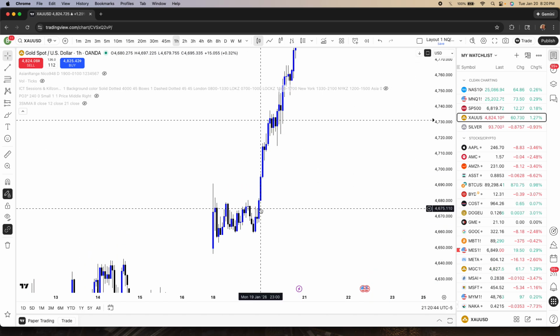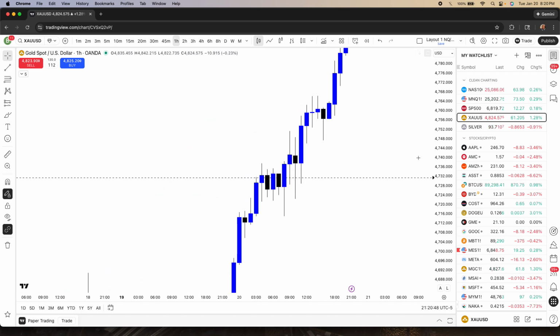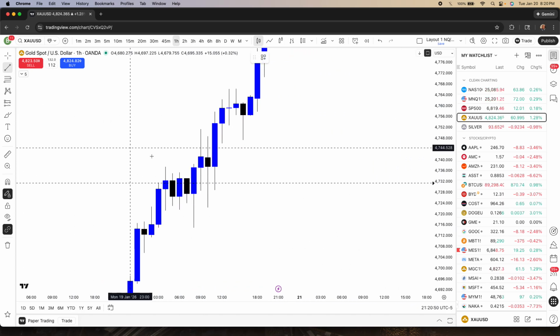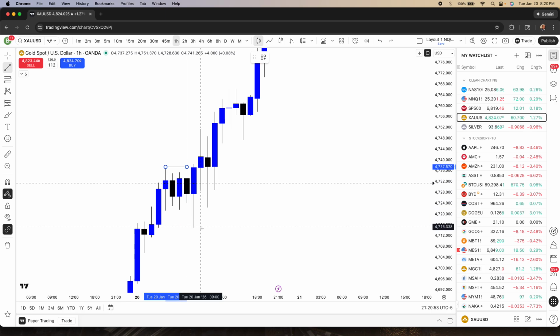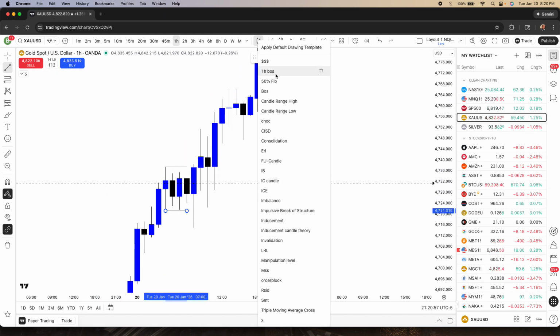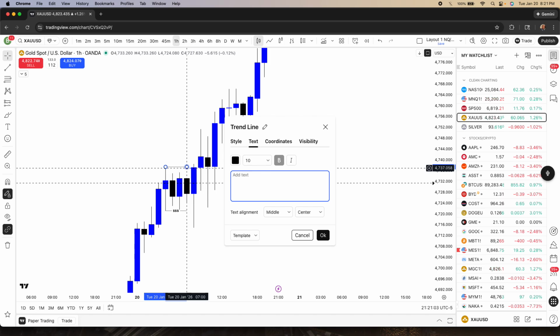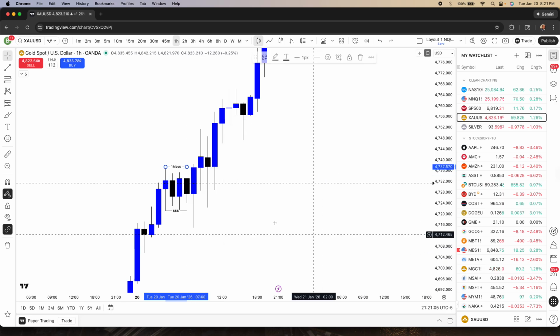Then we're in this consolidation. We had another gap to the upside. And now you can see we're just going up, up, up. We had a 1-hour break of structure. We swept liquidity right here. We came back into that consolidation, which is also a demand level, 1-hour break of structure.